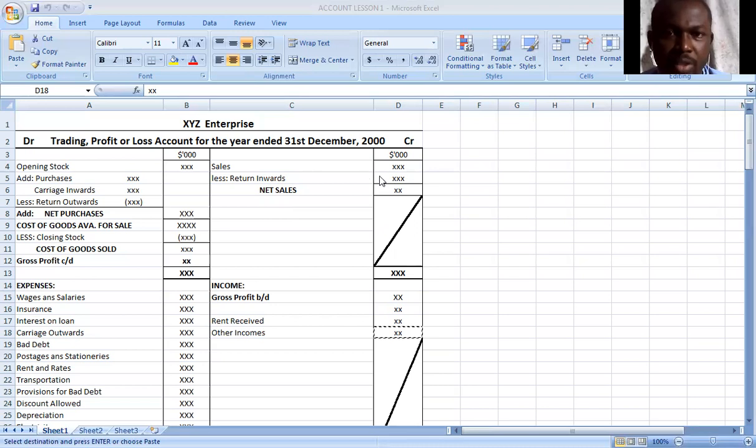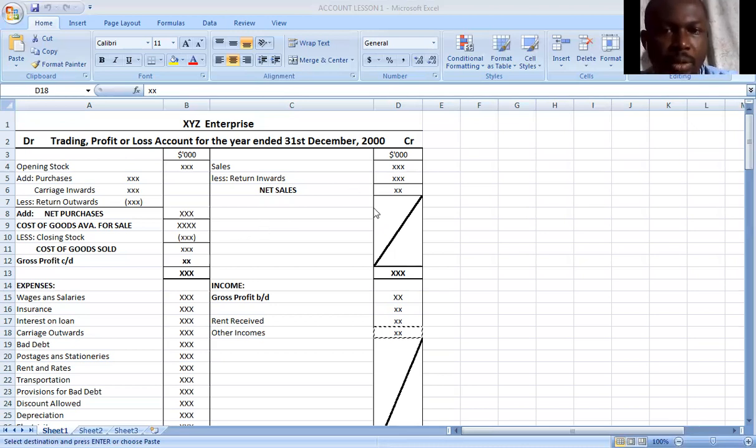Now sometimes when we sell these goods, we might not know that some of them were bad. Our customers, that is XYZ customers, can decide to return those that are bad to us. Those bad ones that they return to XYZ are called return inwards. When you deduct it from sales, the amount you get is called your net sales. That is the actual sales that you get.